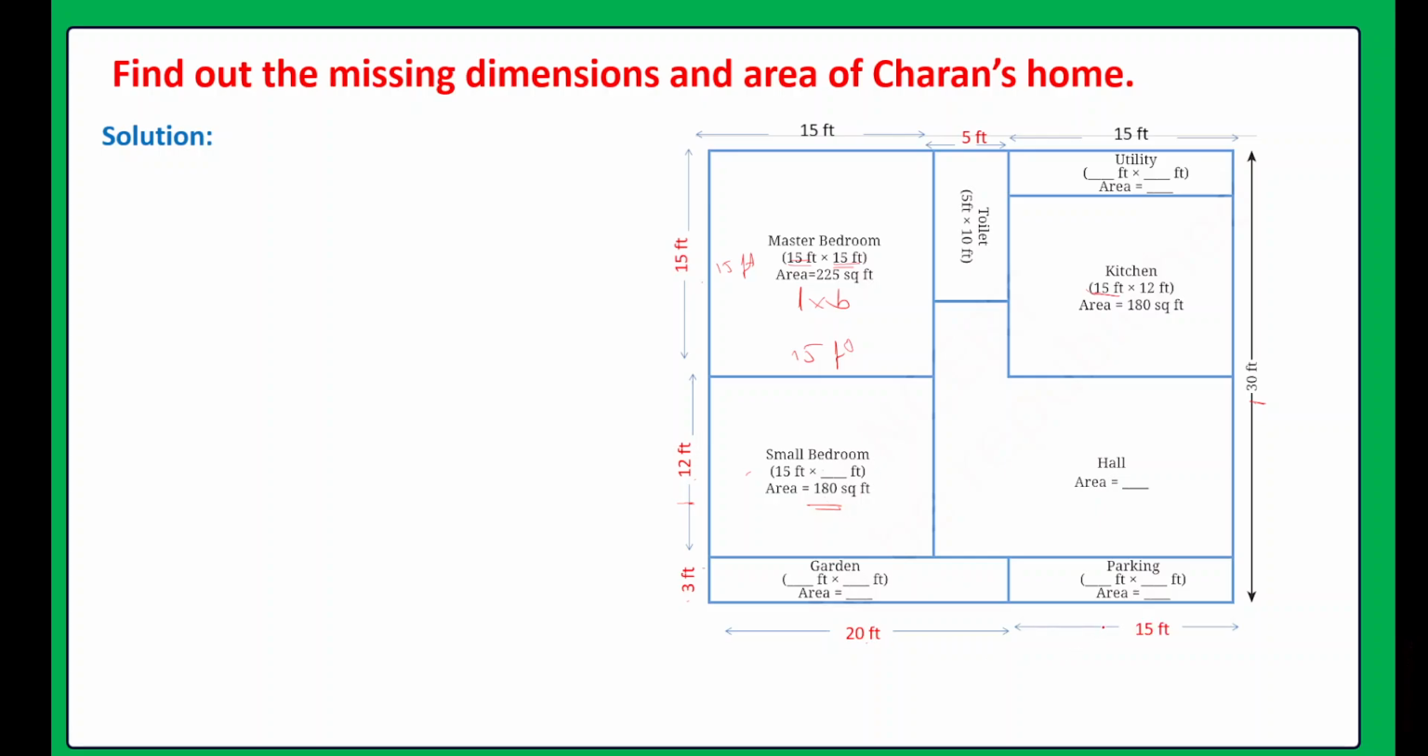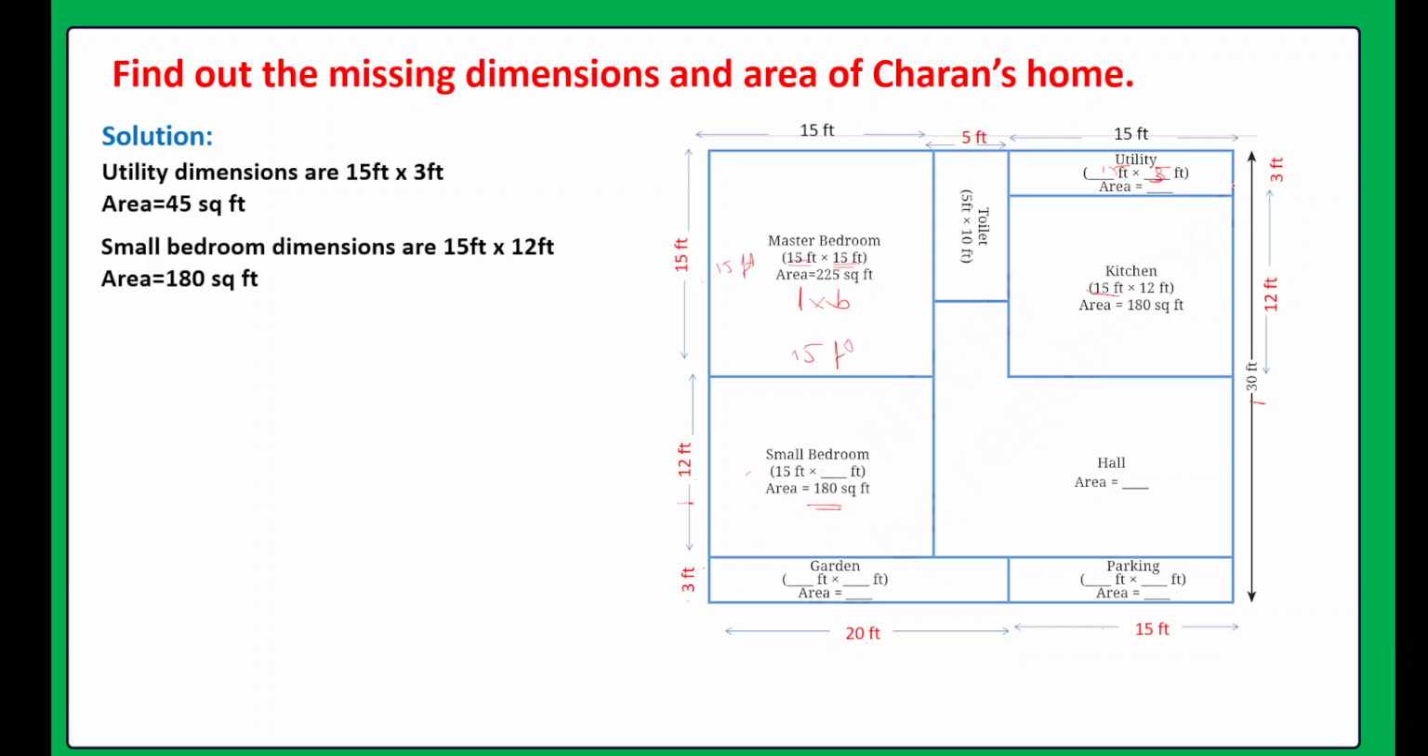This is again 15, same as the utility length. Thus let us find utility dimensions: 15 by 3 feet. Therefore area is equal to 45 square feet. Next, 12 feet here, this is 3 feet. Small bedroom dimensions are 15 feet by 12 feet. So this is 12 feet. Therefore area is 180 square feet.